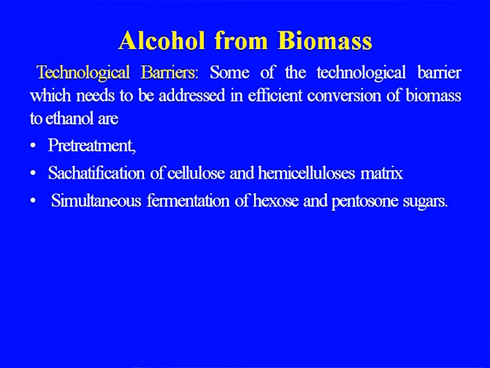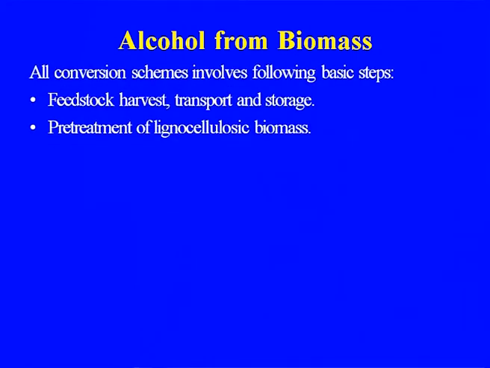What are the technological barriers? Some of the technology barriers which need to be addressed in the efficient conversion of biomass to ethanol are the pre-treatment, saccharification of the cellulose and hemicellulose matrix, and simultaneous fermentation of the hexose and pentose sugars. These are some of the technological barriers. All conversion schemes involve the following basic steps. Already I discussed the feedstock harvesting, pre-treatment, and then finally the hydrolysis. So this was how we can get an alternative source of ethanol from biomass.